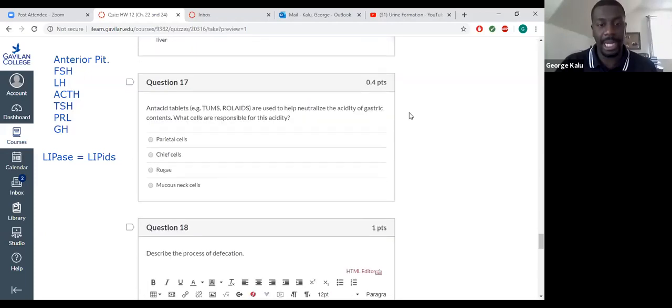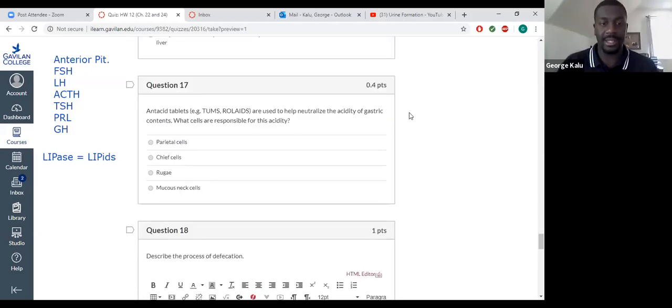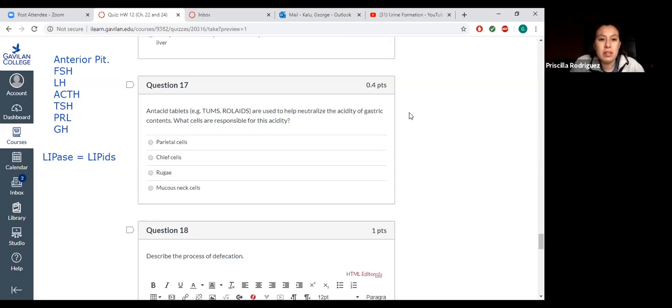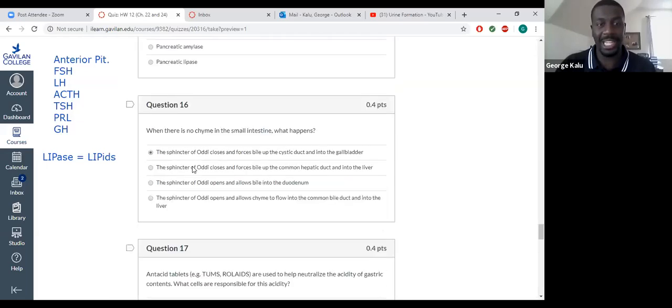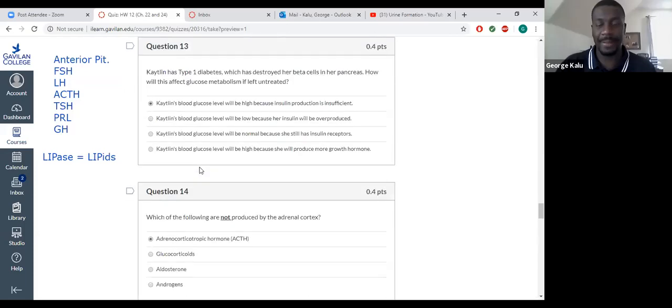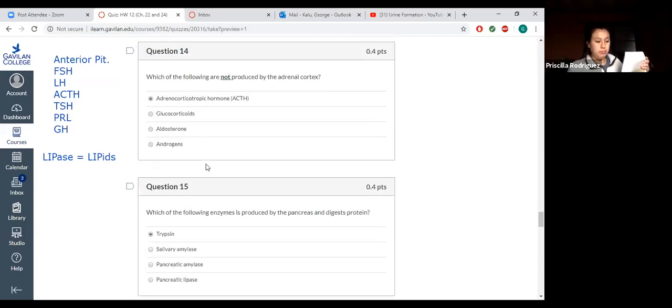Question 17. Antacid tablets like Tums or Rolaids are used to help neutralize the acidity of gastric contents. What cells are responsible for this acidity? Is it the parietal cells, chief cells, rugae, or mucous neck cells? Parietal cells. Right, the parietal cells are responsible for producing the stomach acid. Cool. Any questions on any of these multiple choice questions so far? No. Okay, cool.